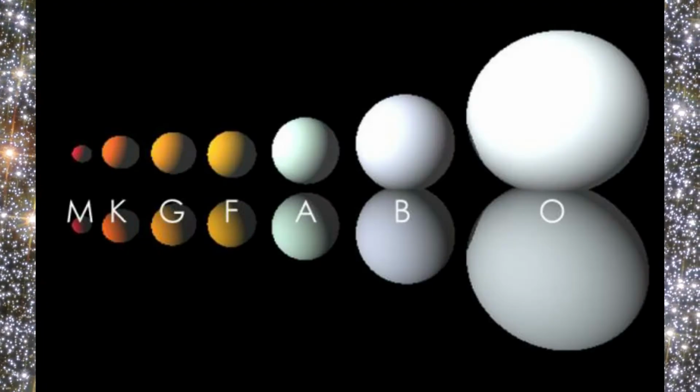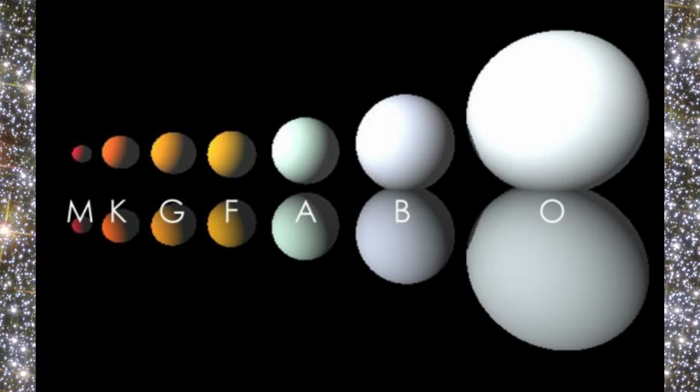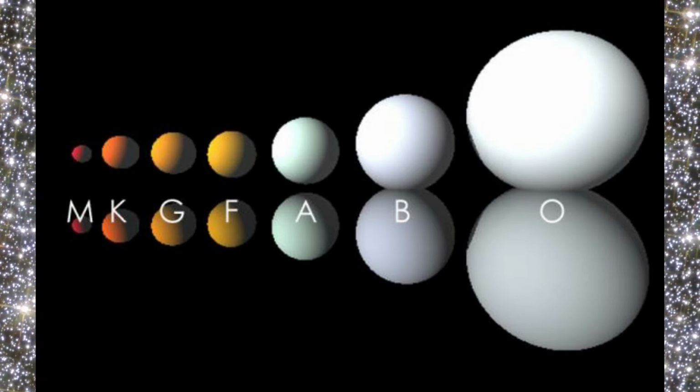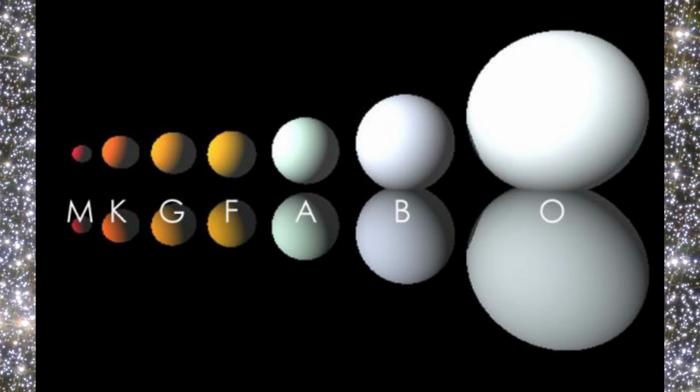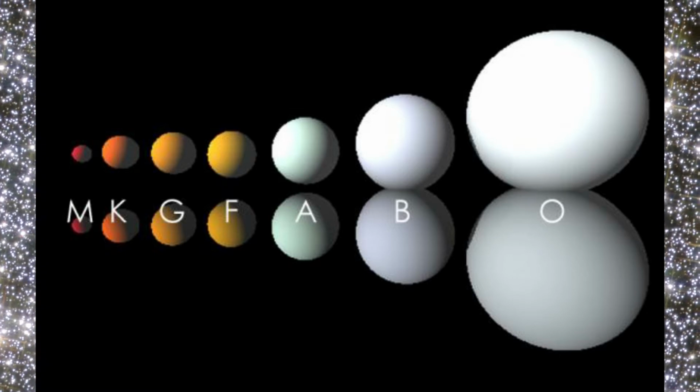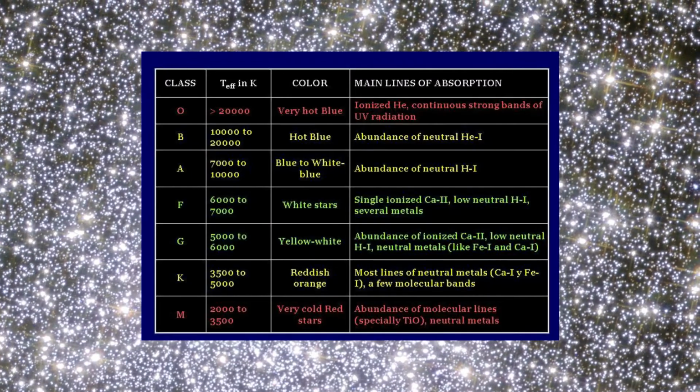Stars classified in the O group are the most massive and the hottest, with temperatures exceeding 30,000 degrees C, while those in the M group are the smallest and the coolest, with temperatures less than 3,000 C.